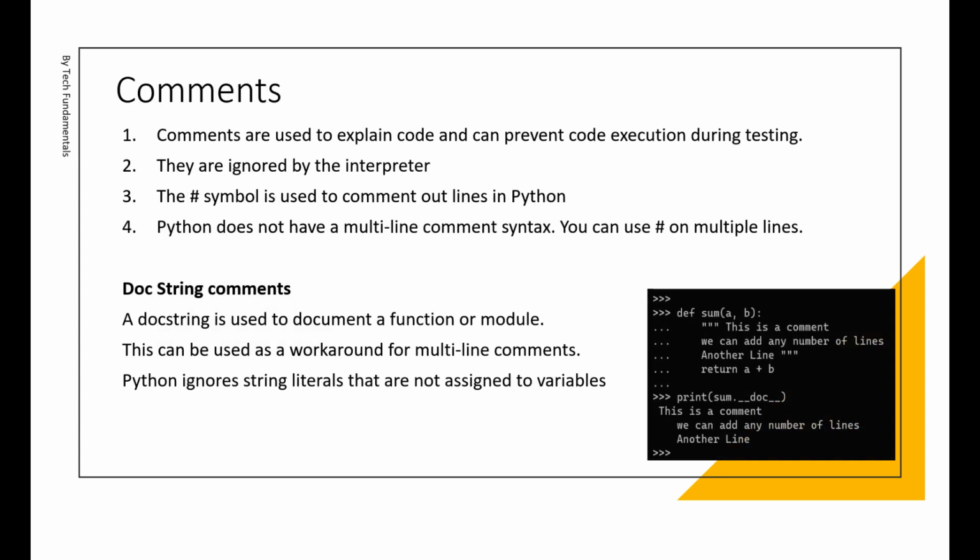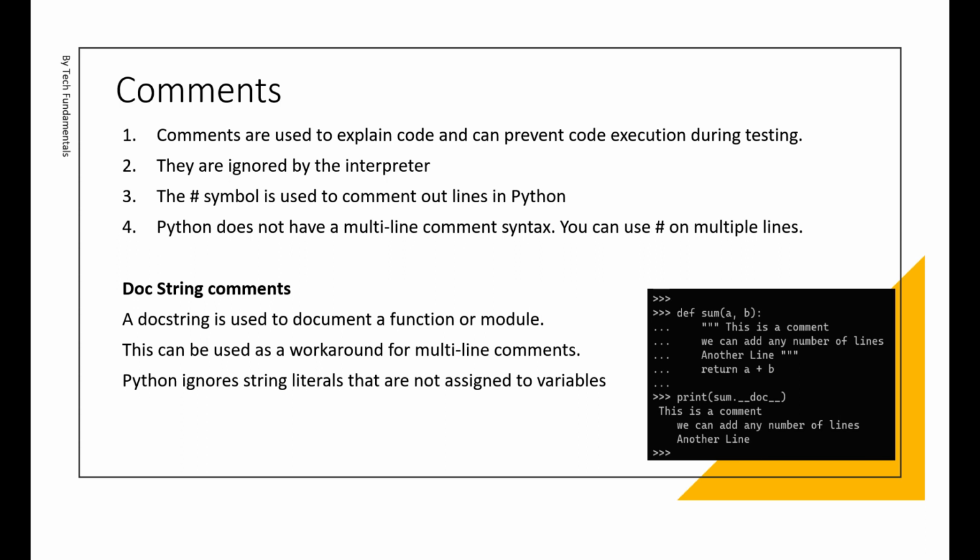Let's talk about comments in Python. Comments are used to explain code and can prevent code execution during testing. They are ignored by the interpreter. The hash symbol is used to comment out a line in Python. Python does not have a multi-line comment syntax. You can use the hash symbol on multiple lines.